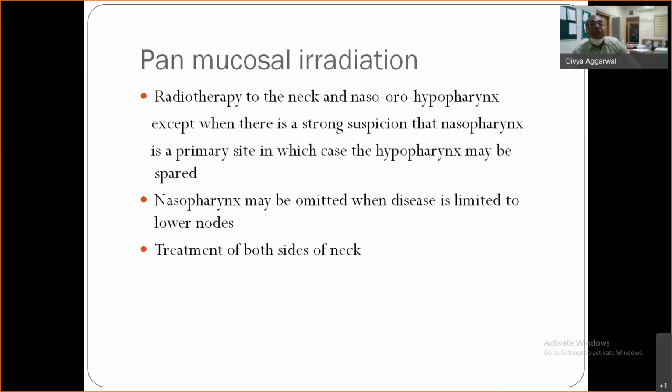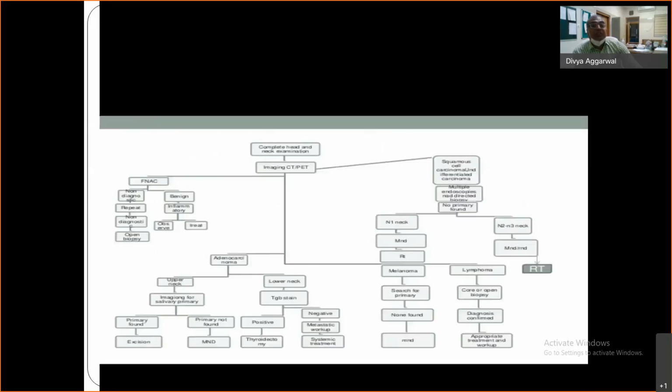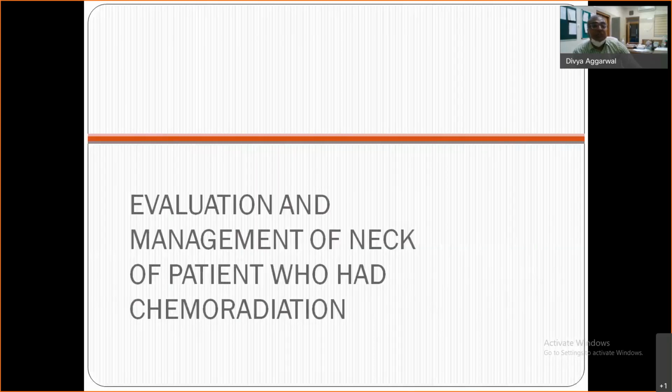And pan mucosal irradiation: radiotherapy to the neck and the nasopharynx, oropharynx, and hypopharynx, except when there is a strong suspicion that the nasopharynx is the originating area. The nasopharynx may be omitted when disease is limited to the lower neck, and both sides are treated if there is pan-mucosal irradiation. Management of patients, I've gone into it. This is an algorithm.